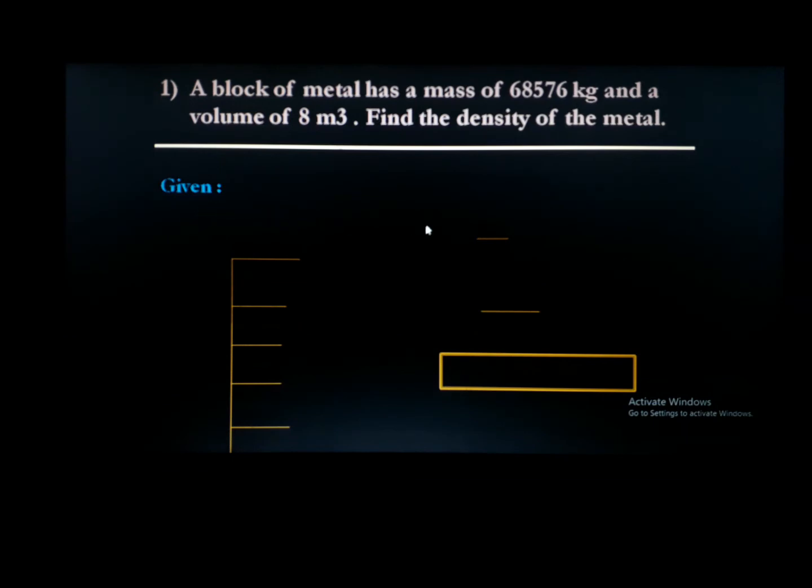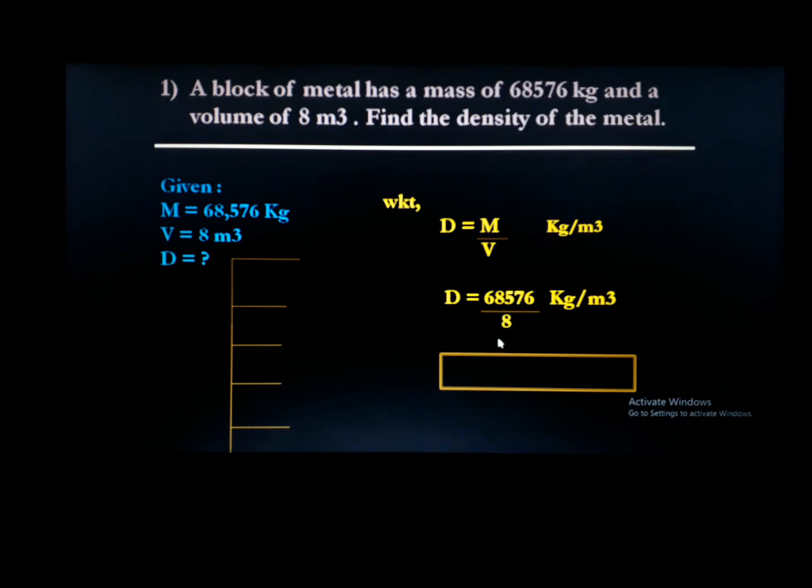So in the question, a block of metal has a mass of 68,576 kg. So it is mass. So write mass. And then volume of 8 meter cube, that is V is equal to 8 meter cube. Then find the density of metal. So that is D. So we know that the formula, density is equal to mass divided by volume. Substitute the values in this formula.